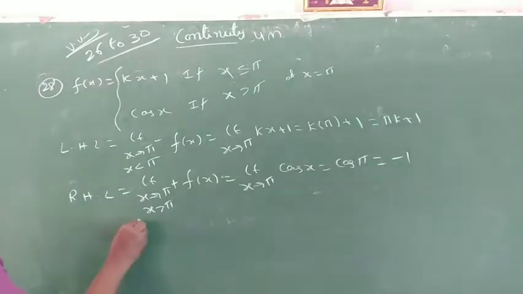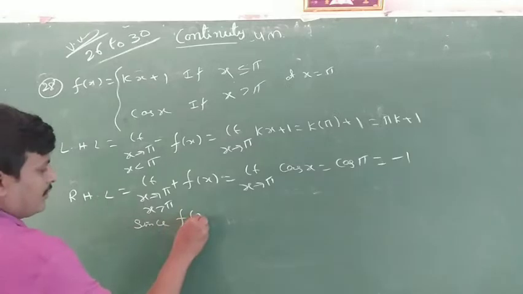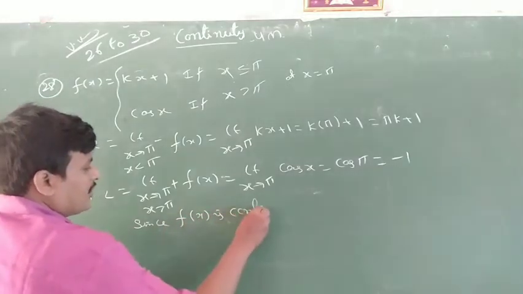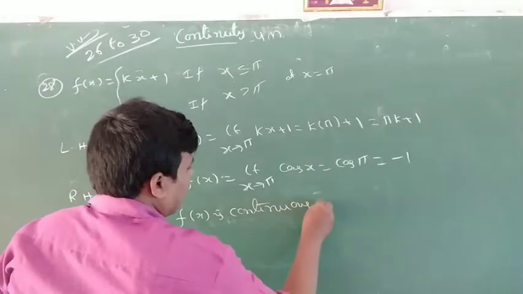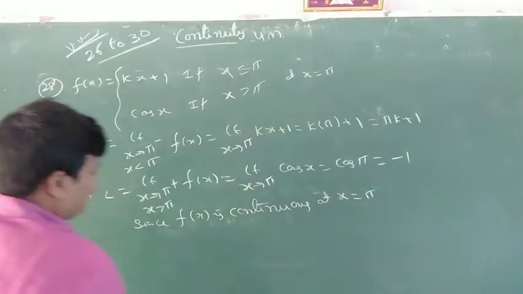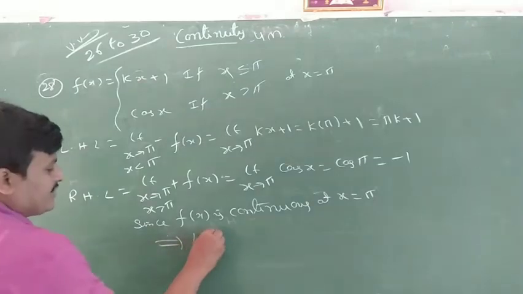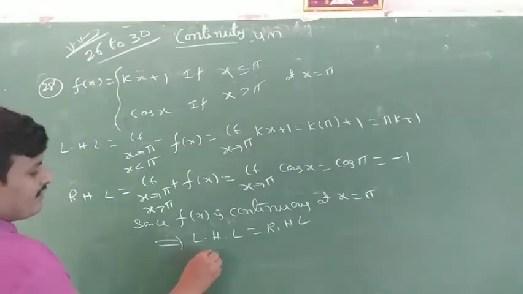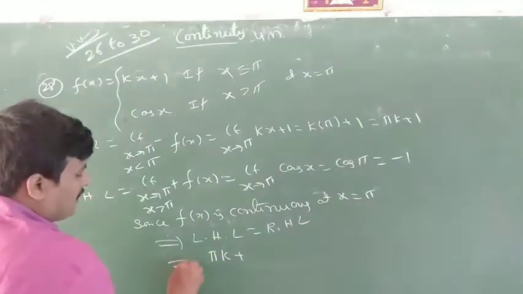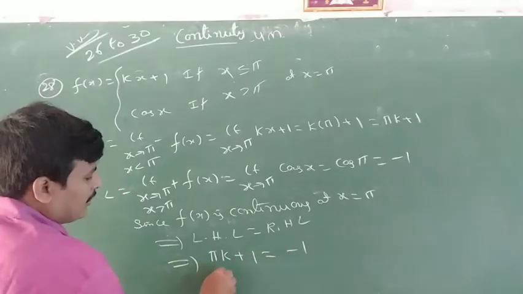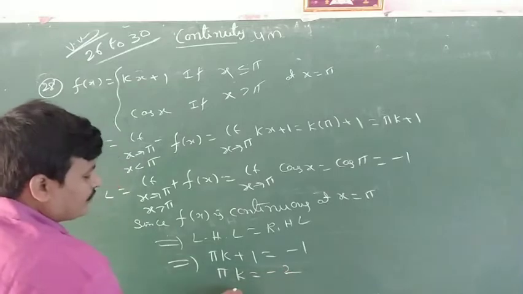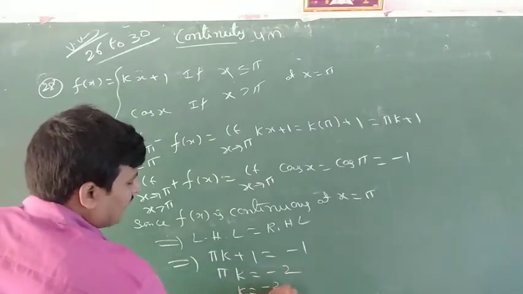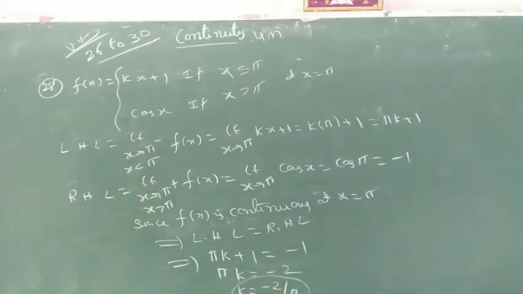Okay. Since f of x is continuous at x is equal to pi, that implies LHL is equal to RHL. LHL value pi k plus 1 is equal to minus 1. Pi k is equal to minus 2. K is equal to minus 2 by pi.